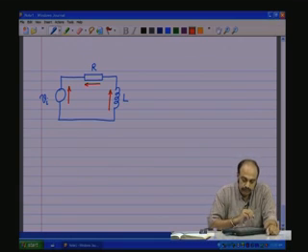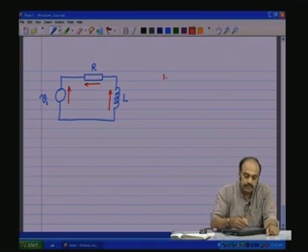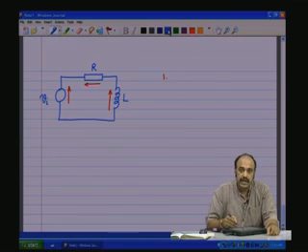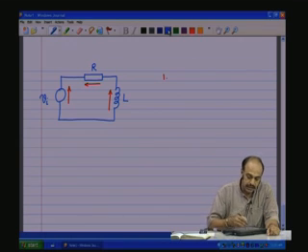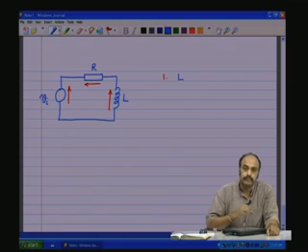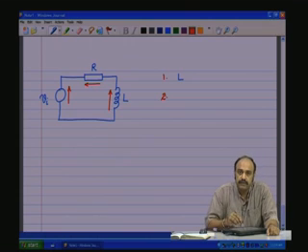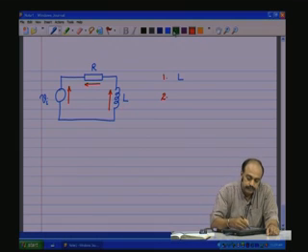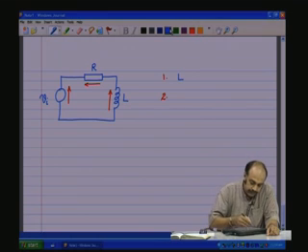In this case, again going step by step, what is the first step? The first step is to identify the component which stores energy, and in this case it is the inductor L. The second step is to identify the state variable for this energy storing component, and for L the energy is stored as half L i square by virtue of the flow of the current, and therefore the state variable is IL.